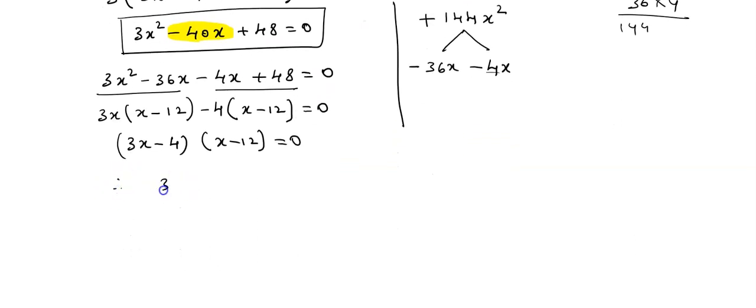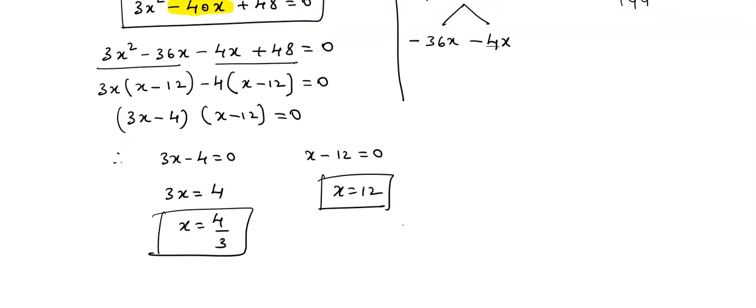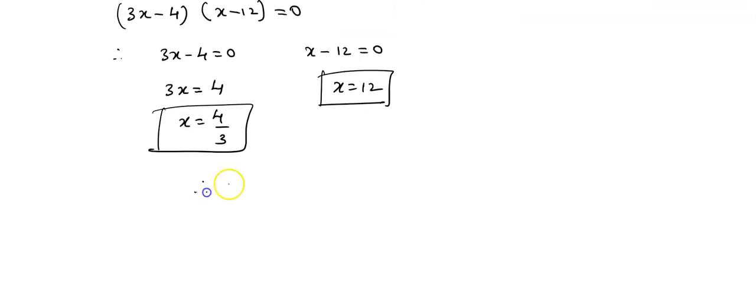Now we can write here, therefore 3x minus 4 is equals to 0, or x minus 12 is equals to 0. 3x is equals to minus 4 come this side plus 4. So x is equals to plus 4 by 3. And here x is equals to minus 12 come this side, it becomes plus 12. So the value of x is plus 12. Got it? I hope the concept is clear. Good. So what is the final root? Therefore, the roots of the equation x is equals to 12 comma 4 by 3 or 4 by 3 comma 12. You can write anything as you wish.